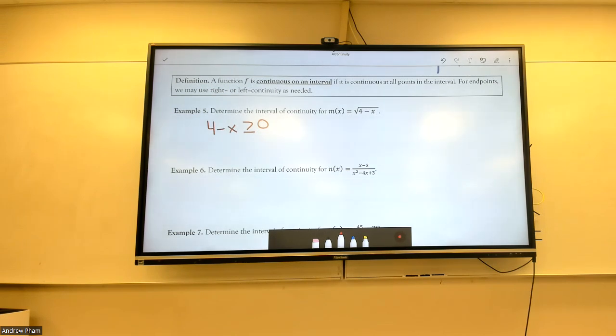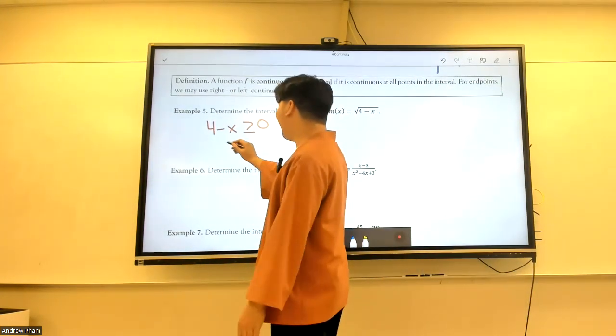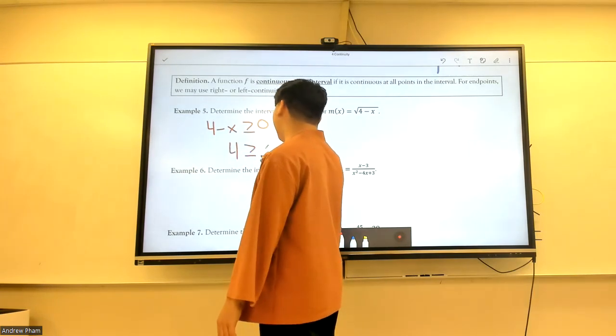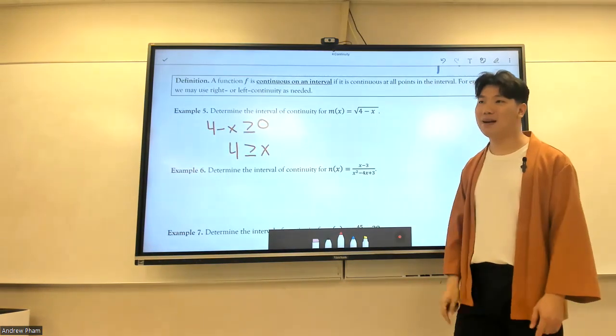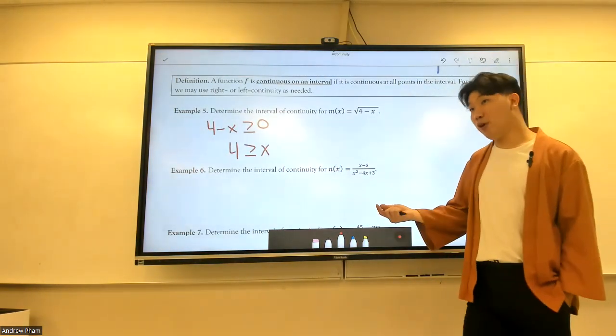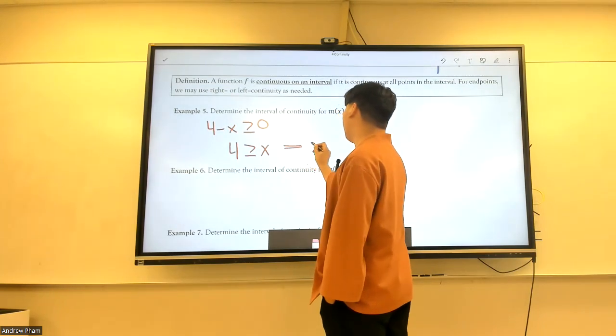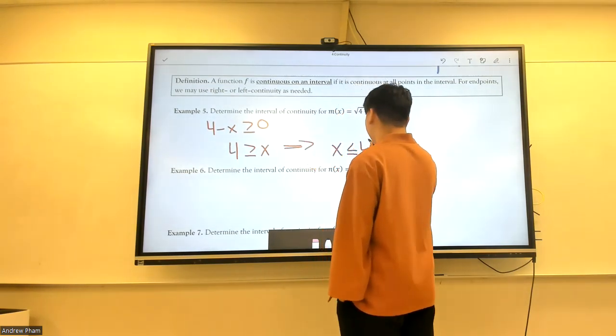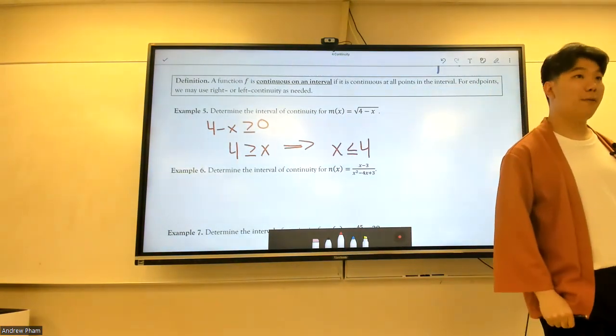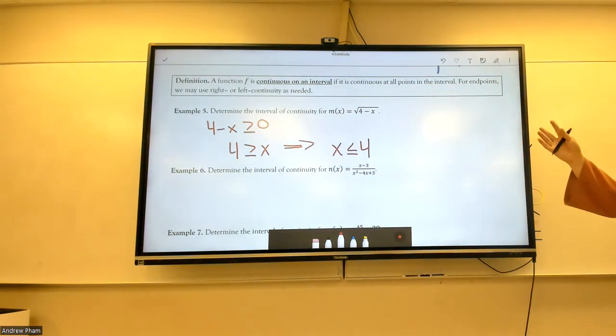All right, so 4 minus x is greater than or equal to 0 because I do not want to take the square root of a negative. Can you solve for x for me here? Well, I can add x to the left and right, for example. If I do that, I get 4 is greater than or equal to x. And if you're more comfortable with it, you could write this: x has to be less than or equal to 4, just because we're typically used to seeing x on the left instead of the right.